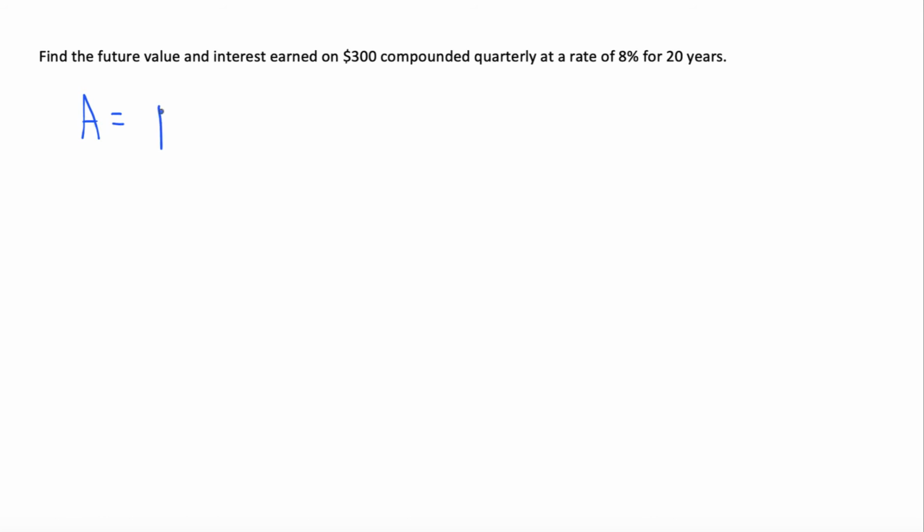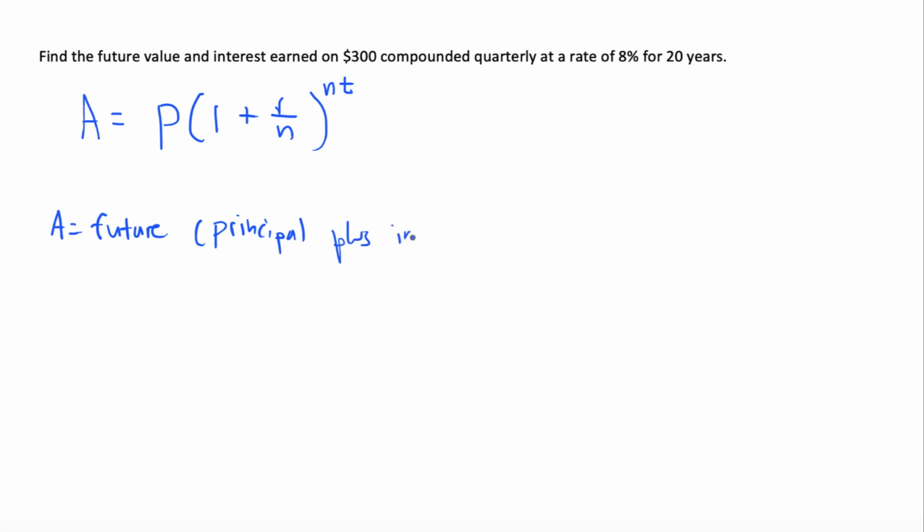A is equal to P times 1 plus r over n, all of that to the nt power. So what do all these things represent? Well, A is called the future value. This includes the principal plus any interest that is earned, so be careful with this. This is not just the interest, this is the interest plus the principal.